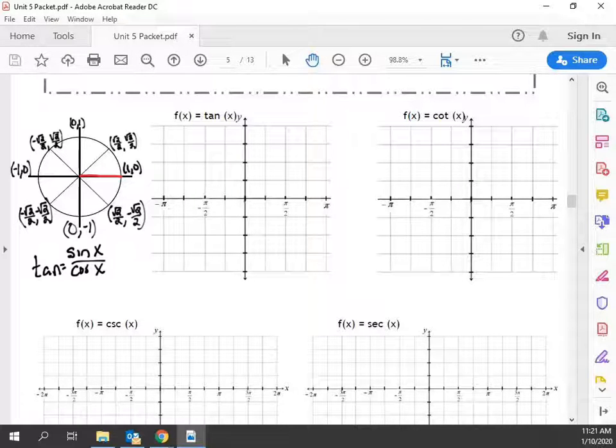Or if you like, guys, what you were talking about earlier, it's perfectly fine, is y divided by x. I'd write that out to the side as well.